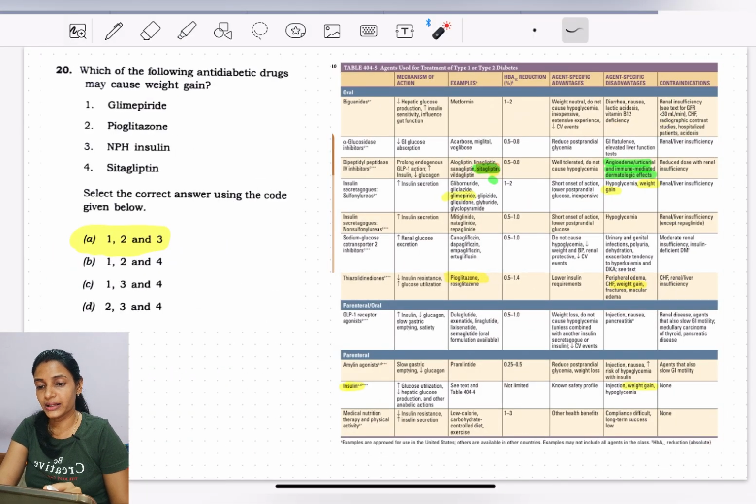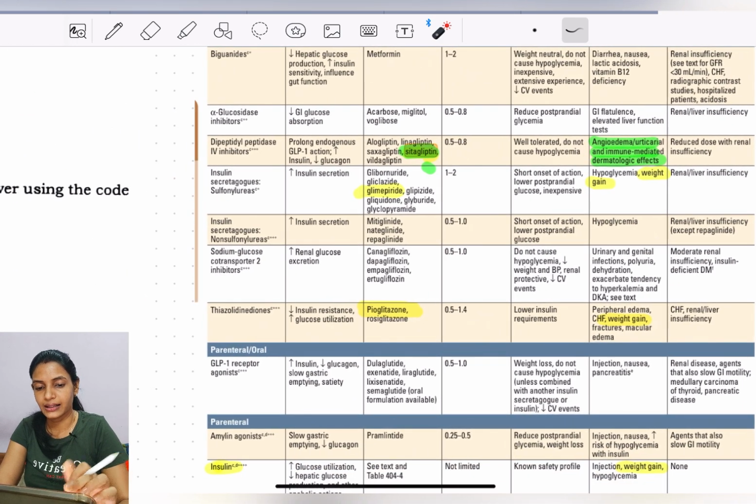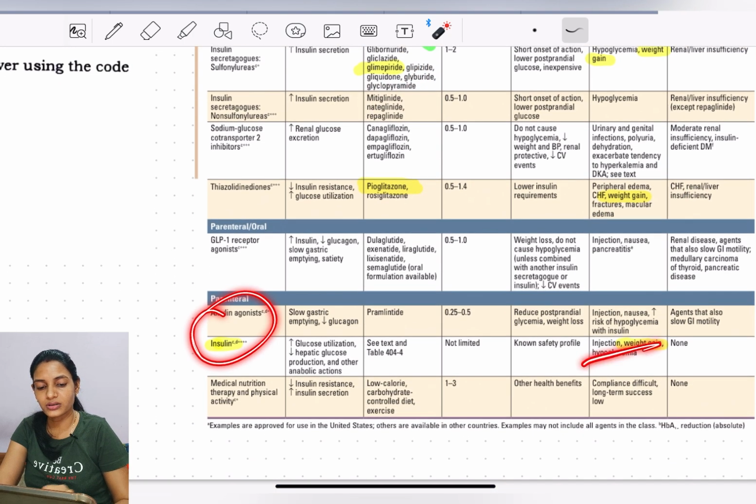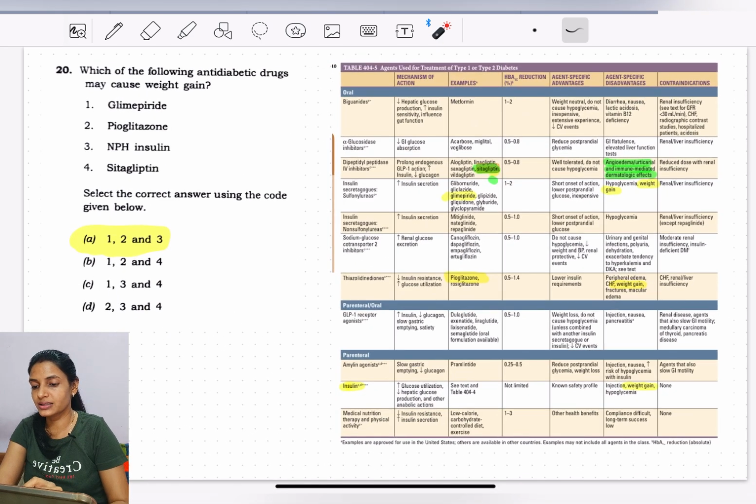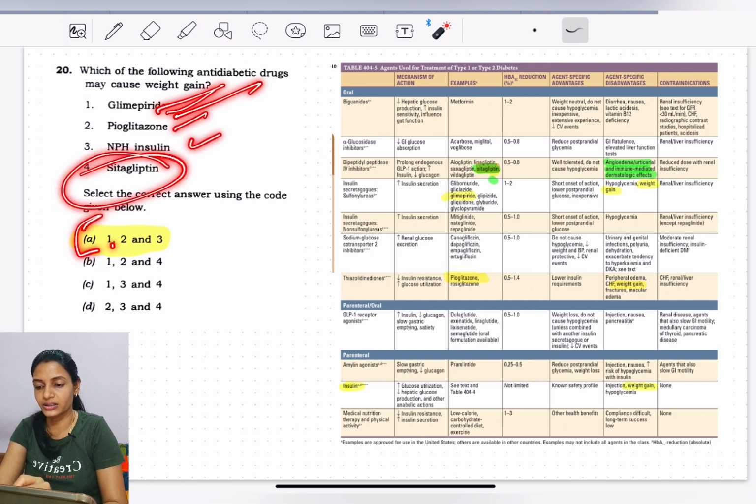Now they are talking about antidiabetic drugs which may cause weight gain. So if we talk about glimepiride, it causes weight gain, pioglitazone causes weight gain, and insulin causes weight gain. Only sitagliptin has no role in weight. So the answer for this is which causes weight gain: 1, 2 and 3 cause the weight gain, not the sitagliptin.